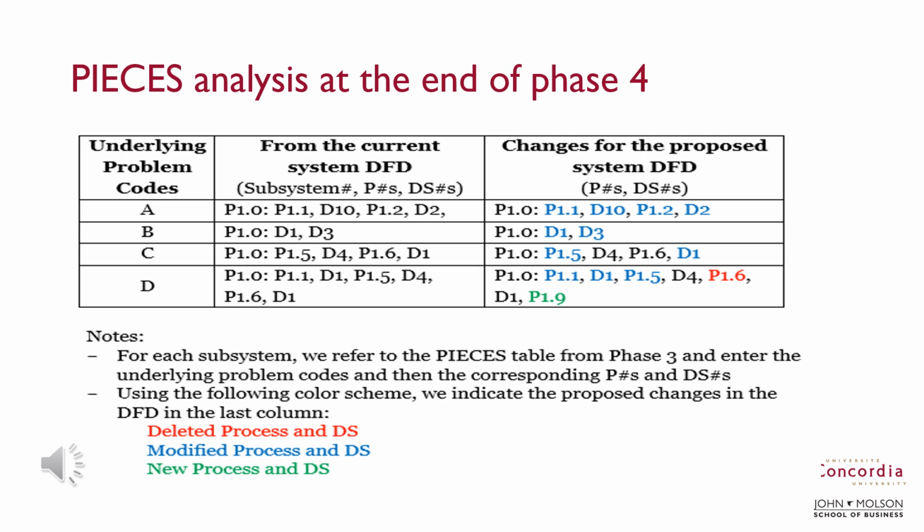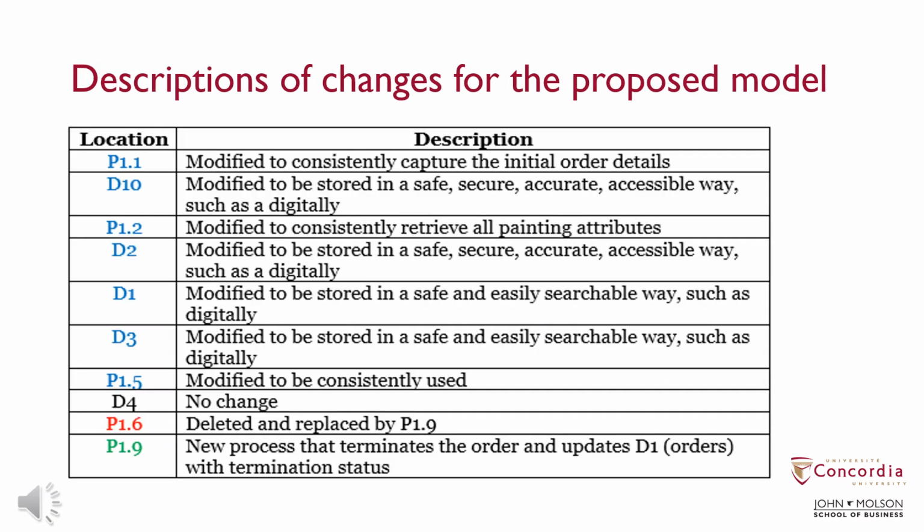To find a solution for problem D, process 1.6 is deleted and replaced by process 1.9, which, in addition to what process 1.6 already did, also captures and records the termination status of the order in D1. The color coding in the last column indicates these two changes. This summary is included for clarity purposes only. It is not required for the project report.